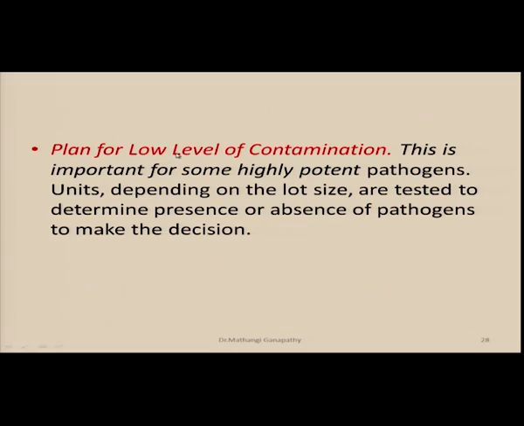Plan for low level of contamination. This is important for some highly potent pathogens. Units, depending upon the lot size, are tested to determine the presence or absence of the pathogen to make a decision. So even if there is total absence of the pathogen you can accept, but if there is a very low level presence of the pathogen, then you really have to find out whether the food can be consumed, whether you can accept it or whether you should reject it. So low level, what is the level?